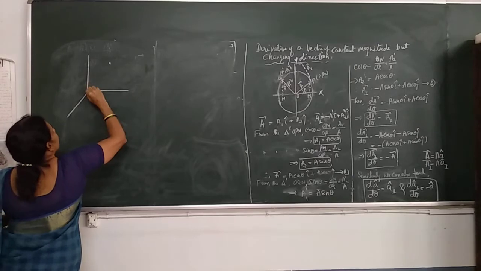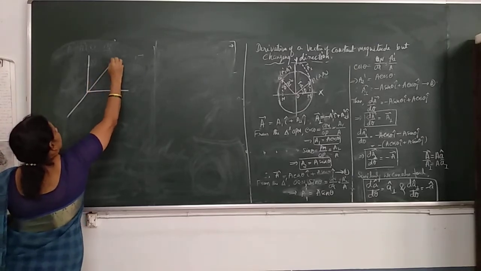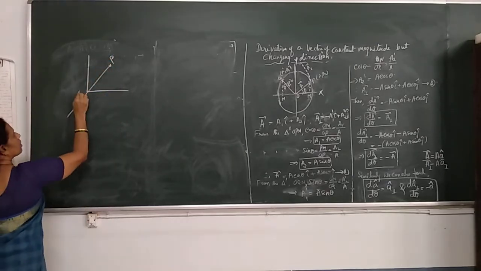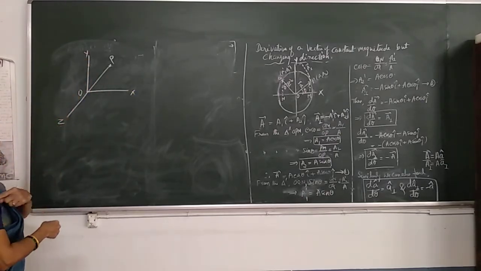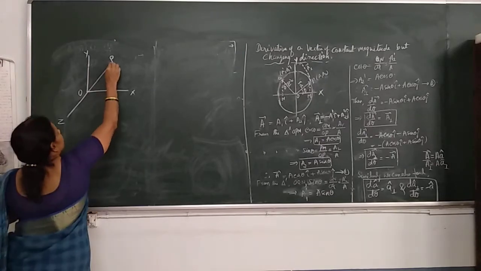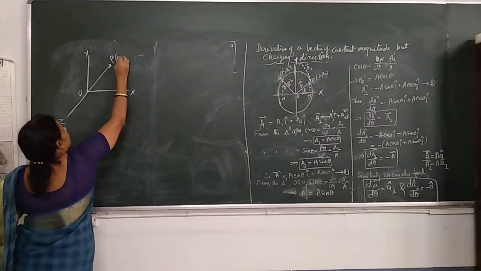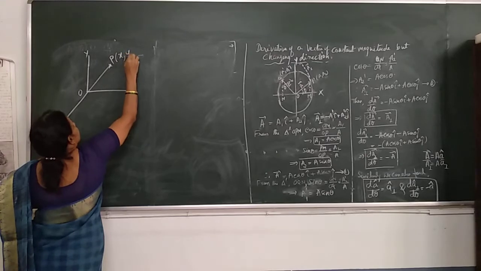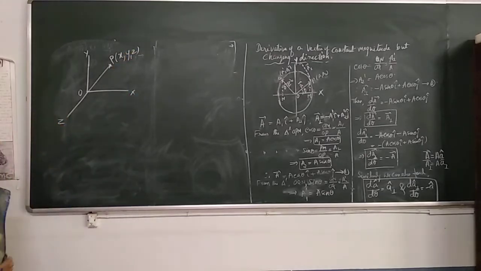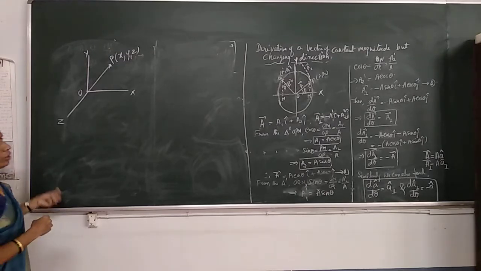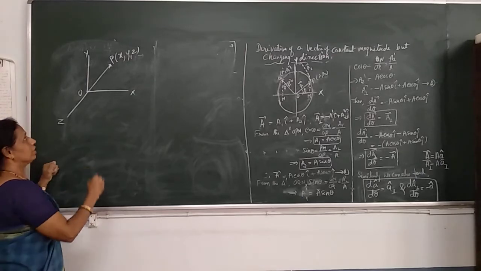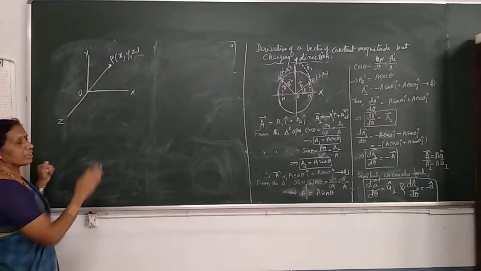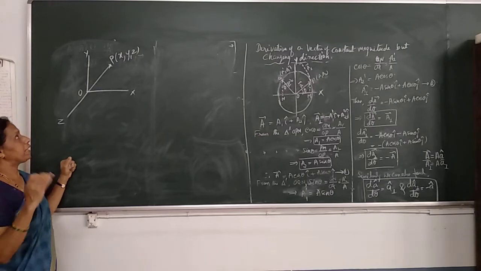Consider a particle moving in space. The particle is P. X, Y, Z are the coordinates of this moving particle. So the position of the particle at any instant t is given by the coordinates x, y and z. The particle is moving in space, so there are three coordinates, x, y, z, which are the position coordinates of that particle.